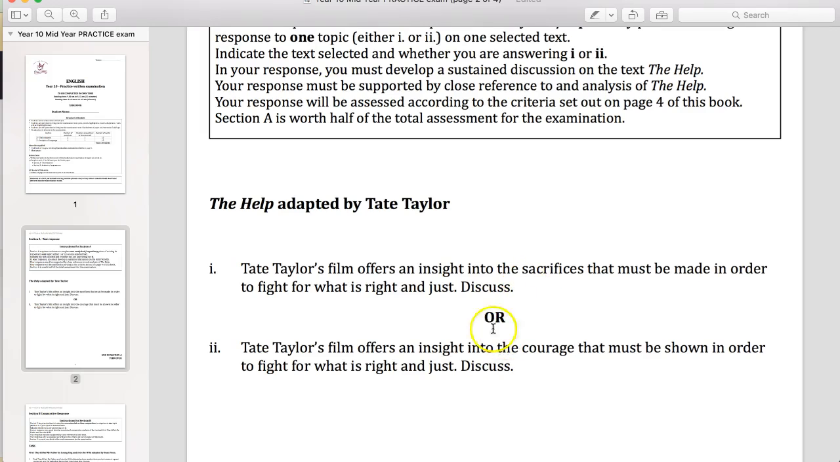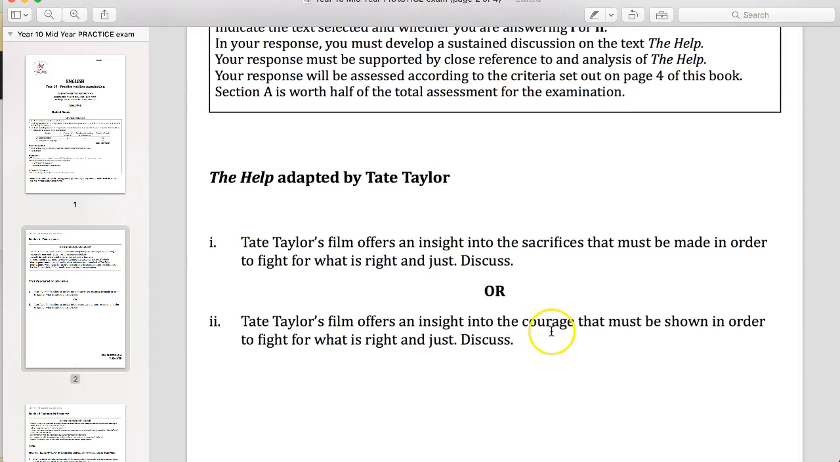Okay, there are 2 prompts here, and these 2 are very similar. The only phrasing that is changed is the word sacrifice and courage. So you can pick one of those and write a practice essay on.